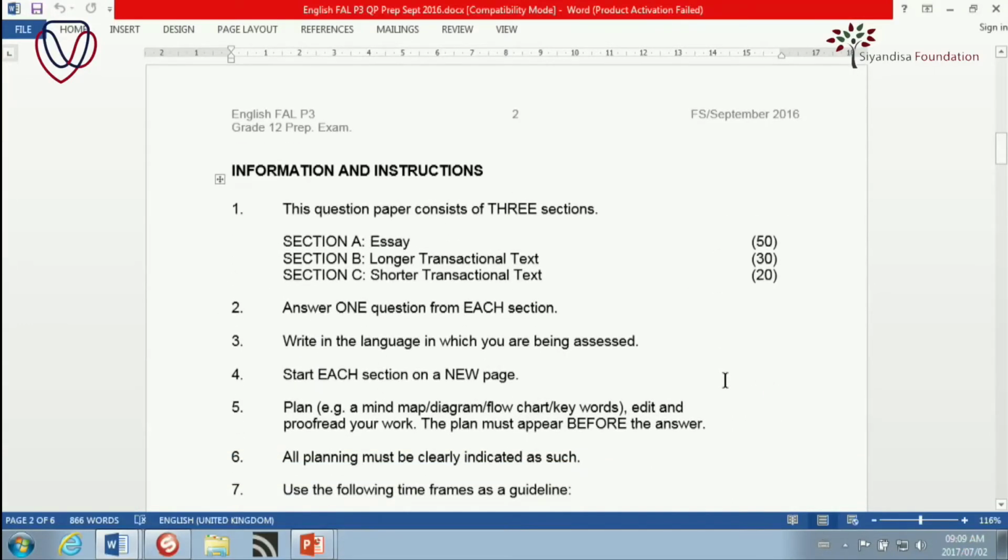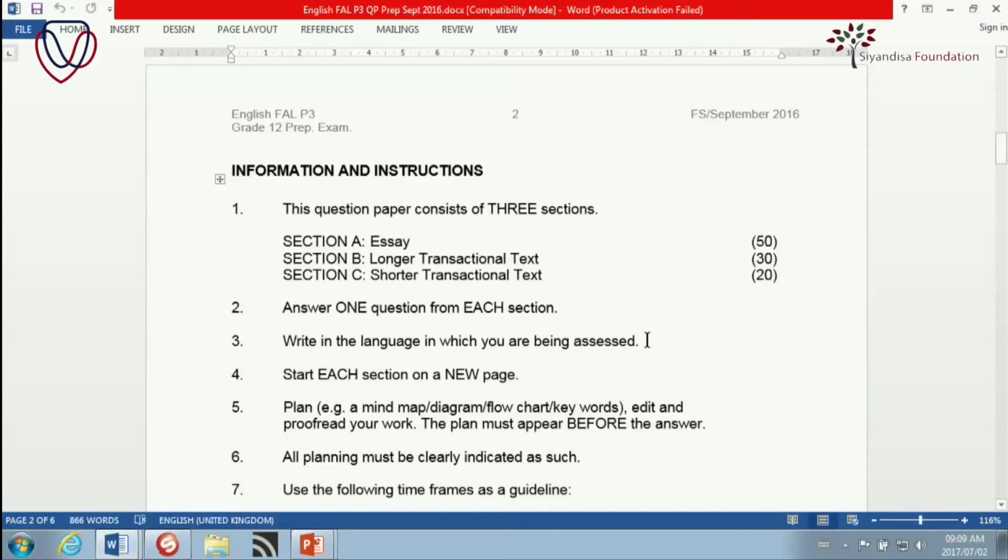Okay, let's take a look here. Now, because most people never bother to read the instructions, we'll read it now together quickly. Three sections. Essay, longer transactional, shorter transactional. There's your mark allocation. You've seen that already. Answer one question from each section. If you are silly and answer more than one, of course, only your first answer will be marked and you will simply waste time. Write in the language in which you are being assessed.